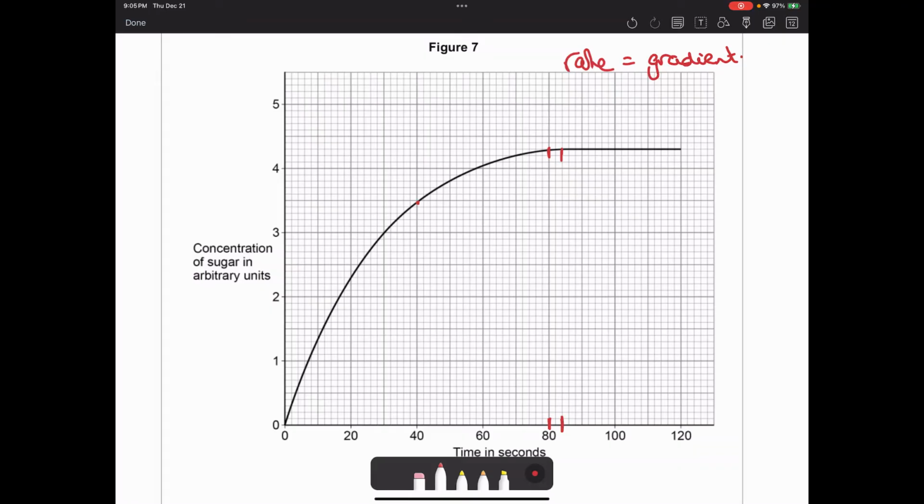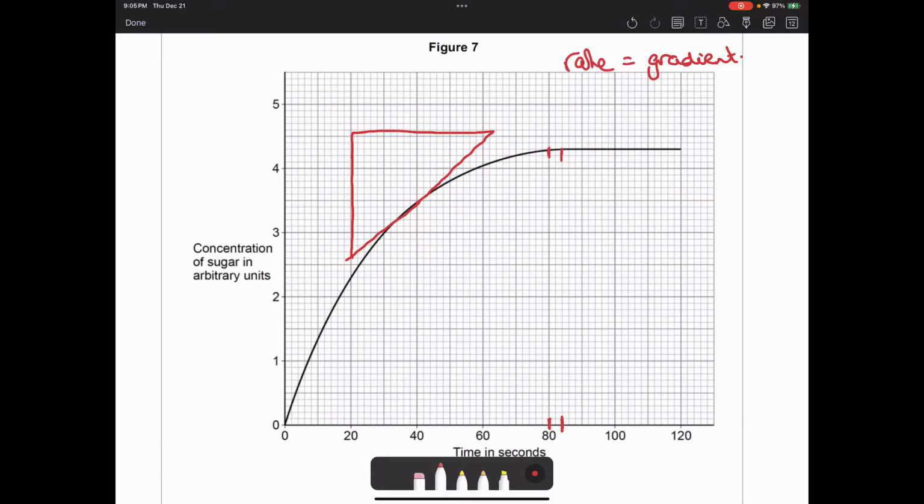But you can't find the gradient of a curved line very easily. What you then have to do, or remember, you've got to draw a tangent on. You get 1 mark for recognising that if you draw a tangent at 40, you would then pick up 1 mark because you recognise you need a tangent to find the rate of a curved line. What you then do is you take your tangent and then turn it into a triangle.